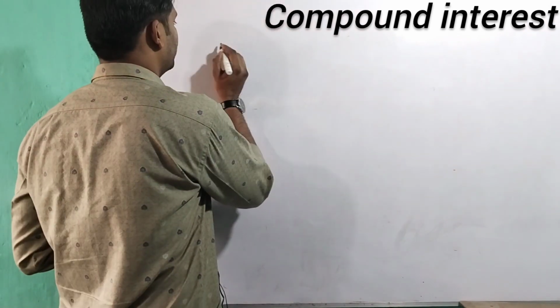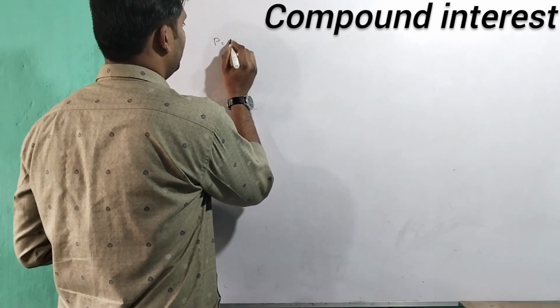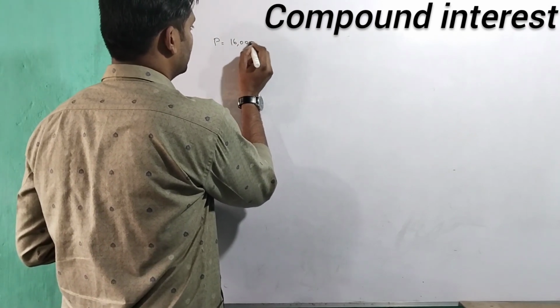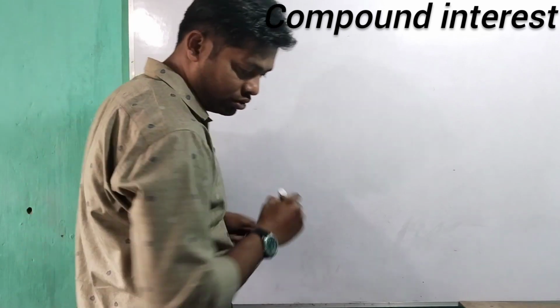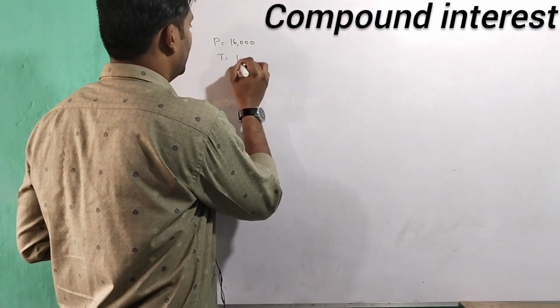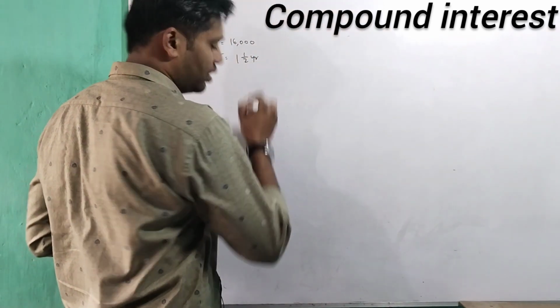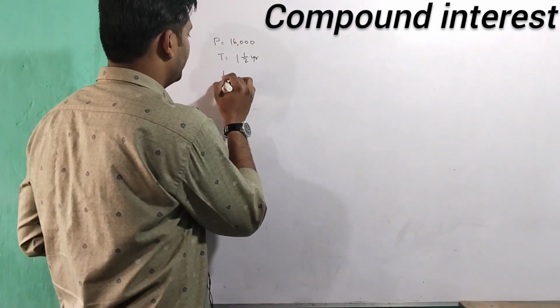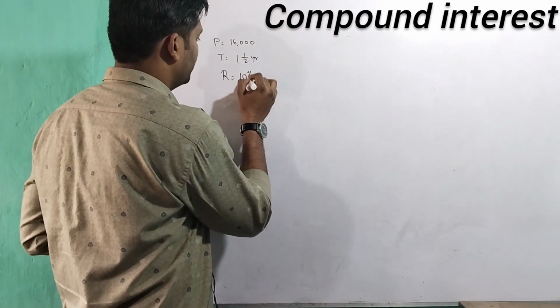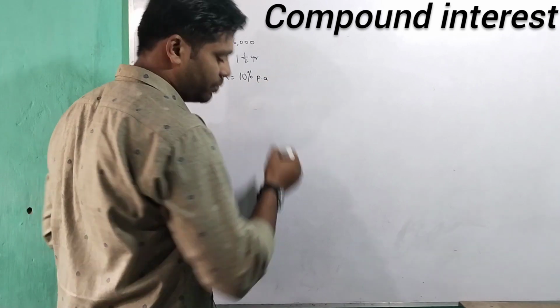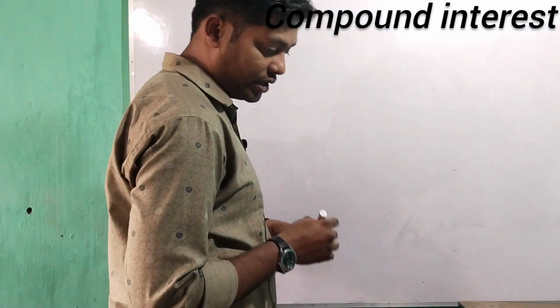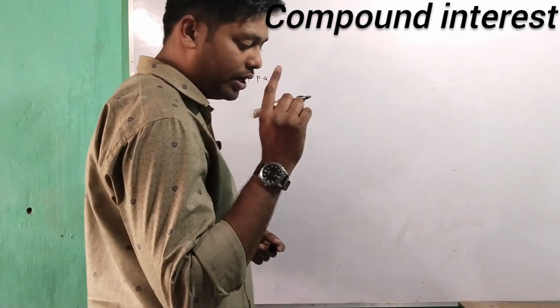So for example, the first question is, the principal is 16,000, and the time they gave you is 1 by 2 years, at 10% per annum. So the rate of interest is 10% per annum. You know what per annum means: per year, for 1 year. They are saying the interest is being compounded half yearly.